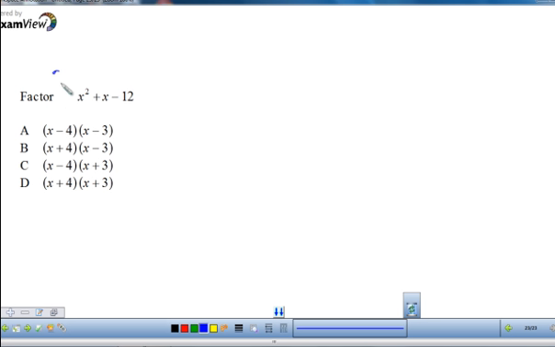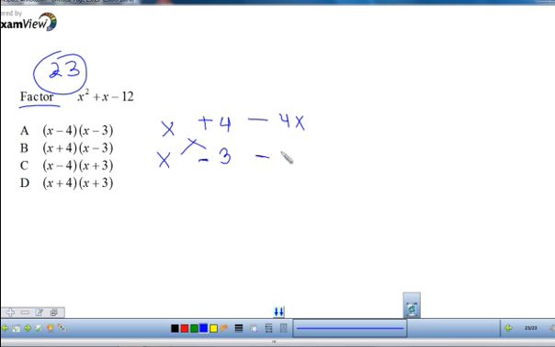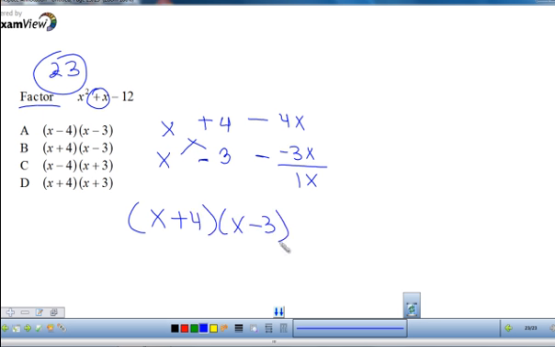Okay, number 23. It just says factor, so we're going to use guess and check. Two numbers multiplied together that give you x squared: x and x. Two numbers multiplied together that give you negative 12: 4 and 3. One of them has to be a negative, the other one has to be a positive. Cross multiply, and we want our middle term to be 1. Okay. So it's going to be x plus 4, x minus 3.